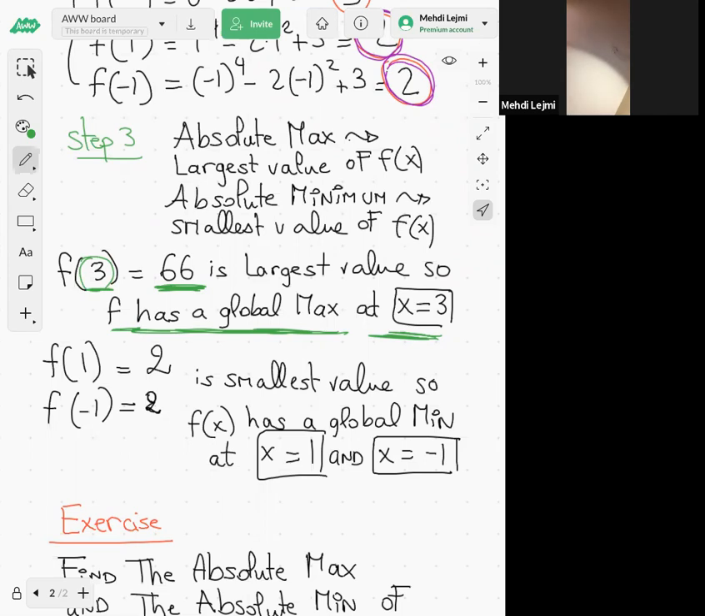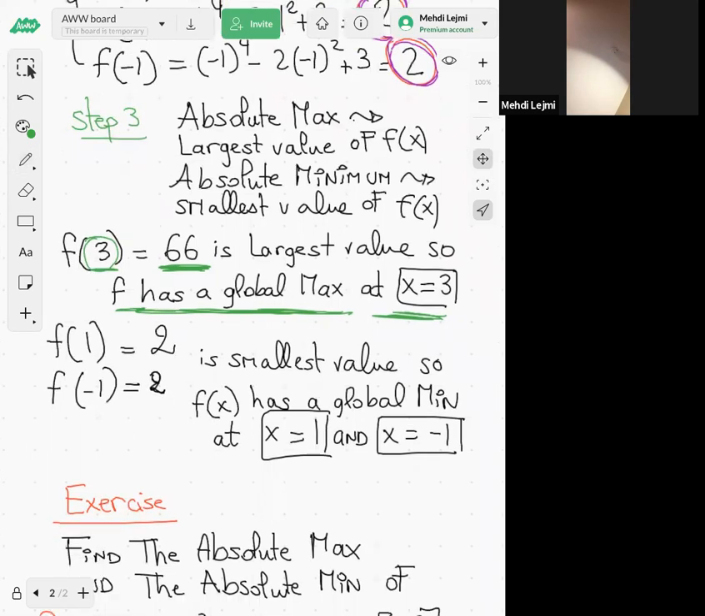Yes. Yep. Absolutely. 2. That's true. I think that's true.